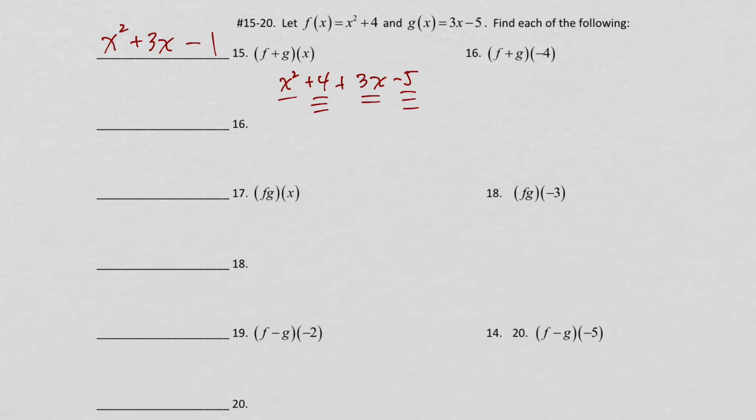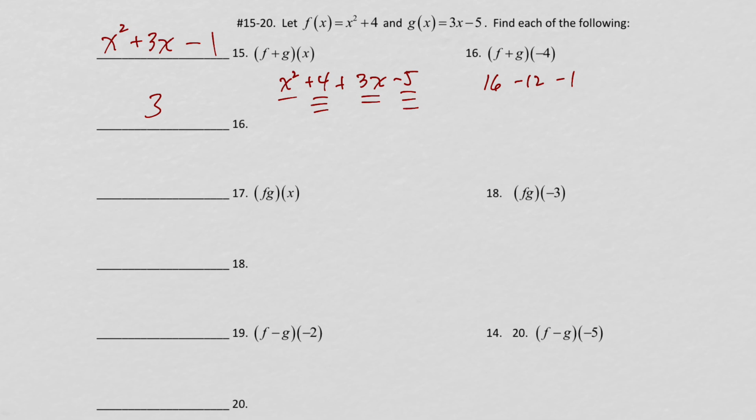We can either evaluate f at negative 4 and g at negative 4 and add the two results, or I can simply, because we already know what f plus g is, plug that into this. So since I've already done this, let's do that. So this at negative 4 is 16, positive 16. This is negative 12 minus 1. 16 minus 12 is 4, 4 minus 1 is 3.